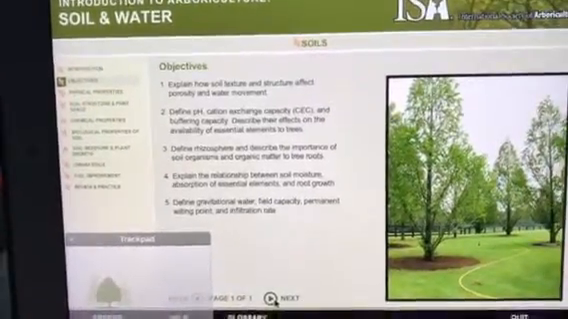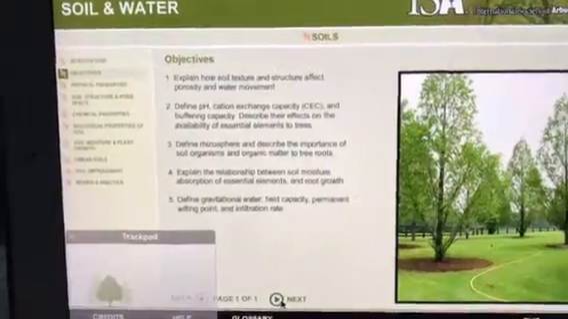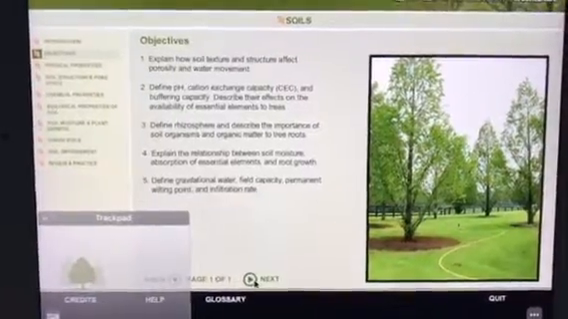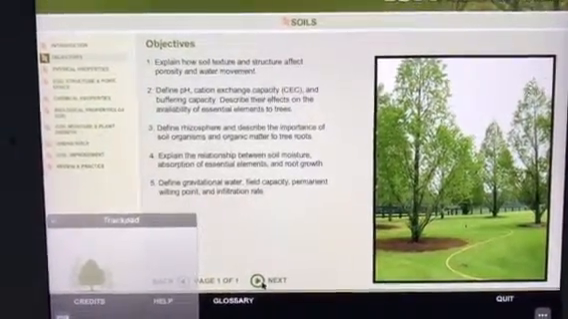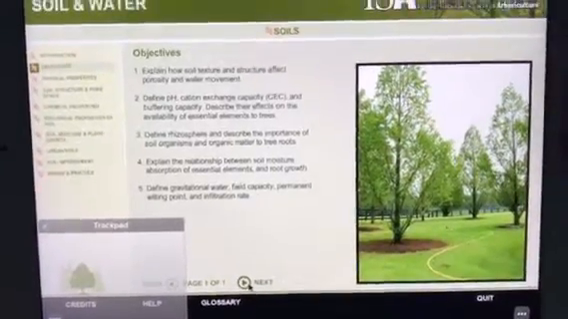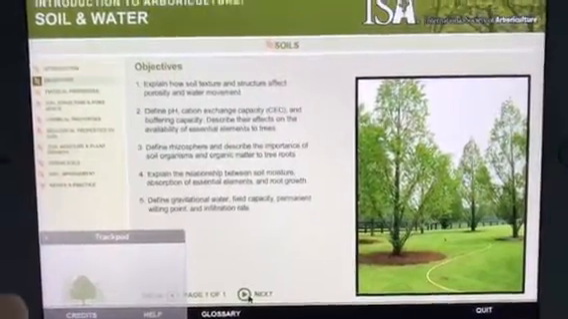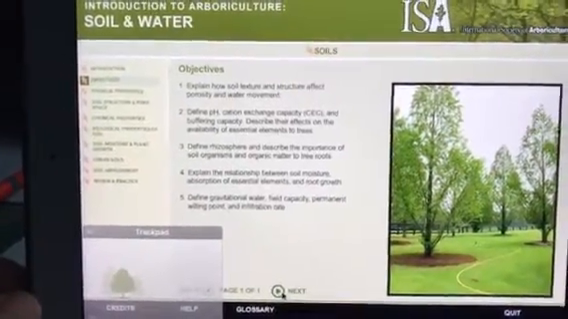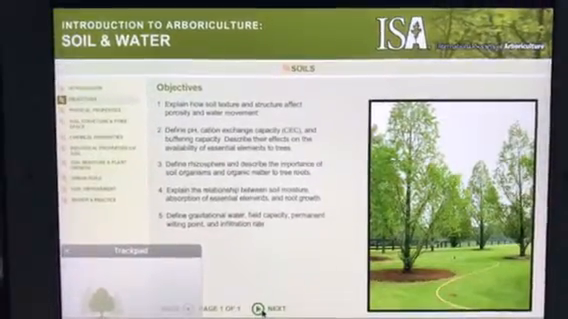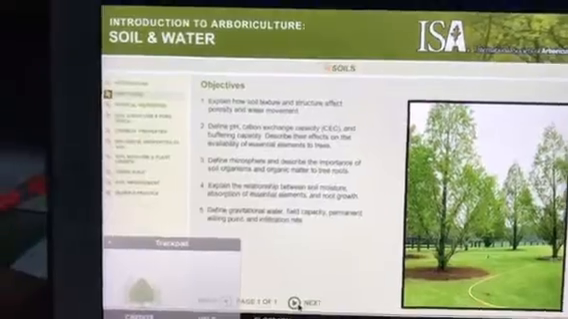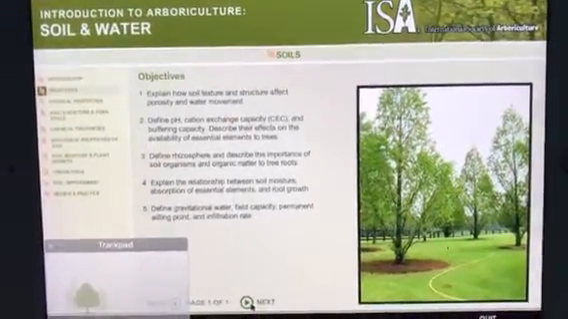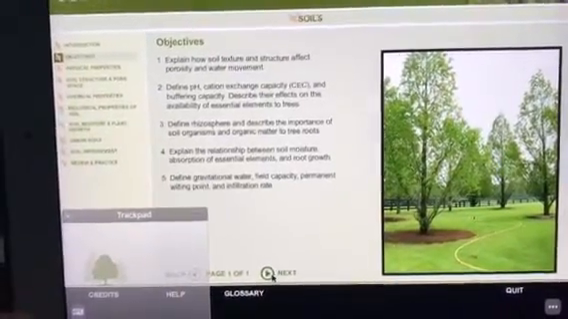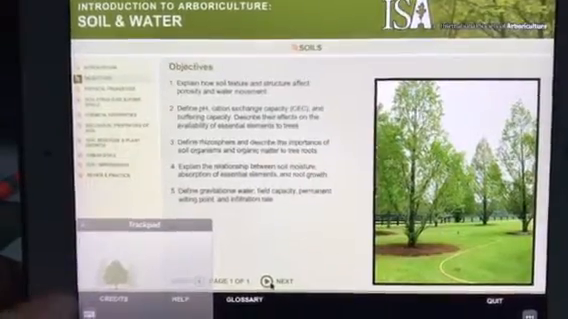One, explain how soil texture and structure affect porosity and water movement. Two, define pH, cation exchange capacity, CEC, and buffering capacity. Describe their effects on the availability of essential elements to trees. Three, define rhizosphere and describe the importance of soil organisms and organic matter to tree roots. Four, explain the relationship between soil moisture, absorption of essential elements, and root growth. Five, define gravitational water, field capacity, permanent wilting point, and infiltration rate.